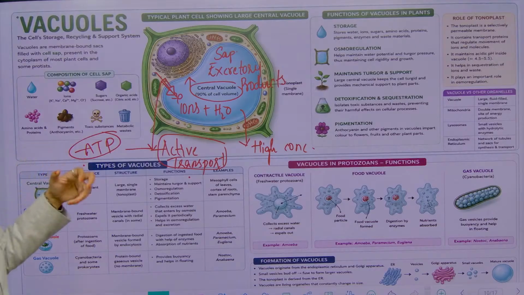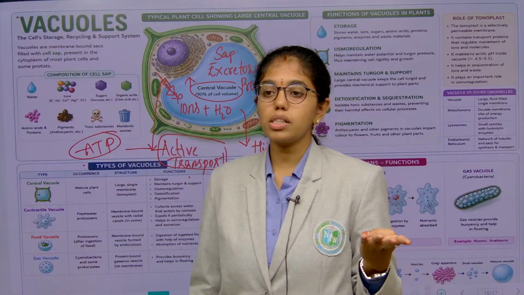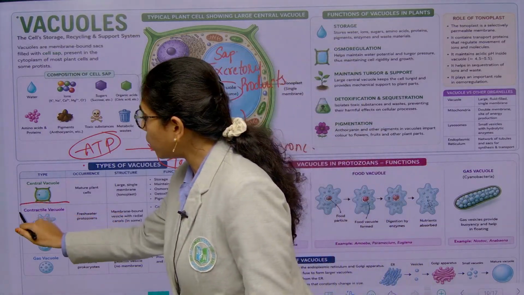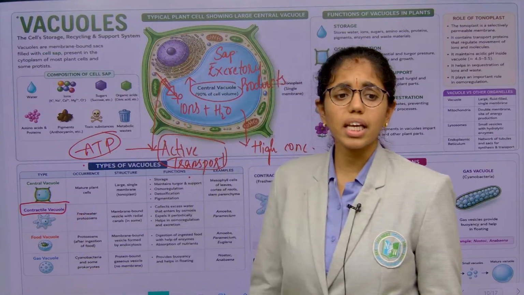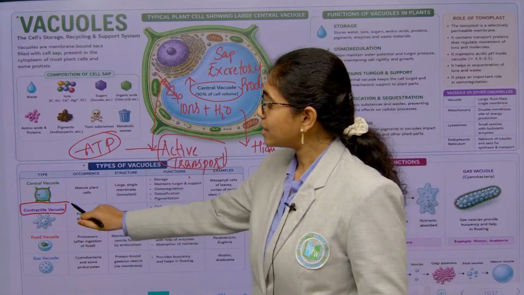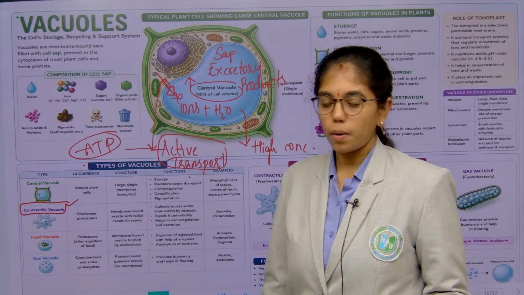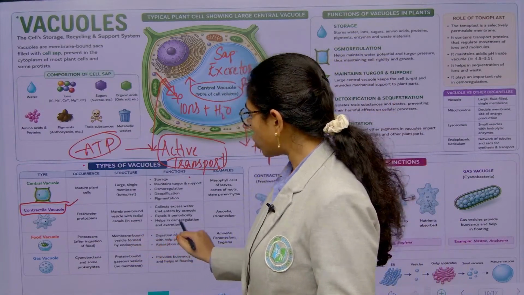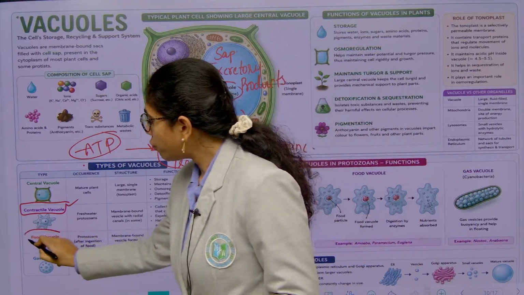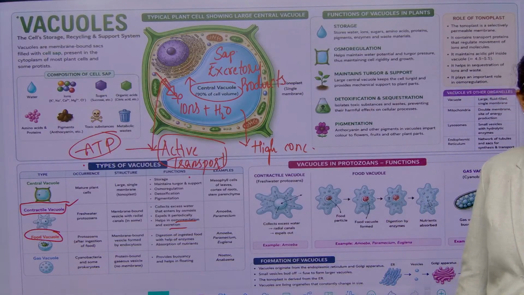Now, we have different types of vacuoles also, you have to remember. Sap vacuole is the one which is present in a plant cell. Likewise, you have contractile vacuole, which is seen in most freshwater protozoans. This mainly helps in osmoregulation and excretion. Next is food vacuole. Food vacuole is present in protozoans. Best example can you give?